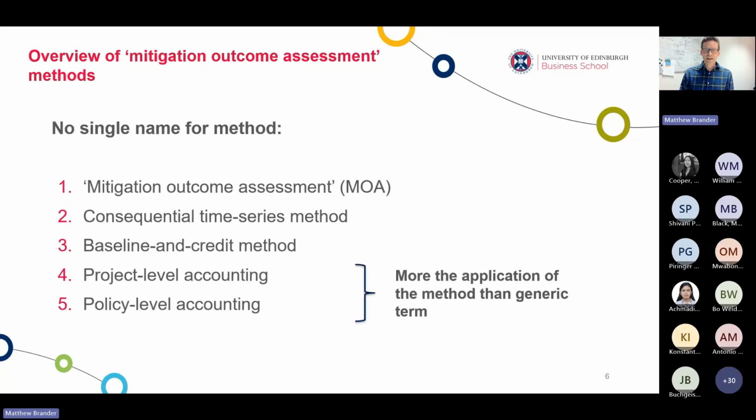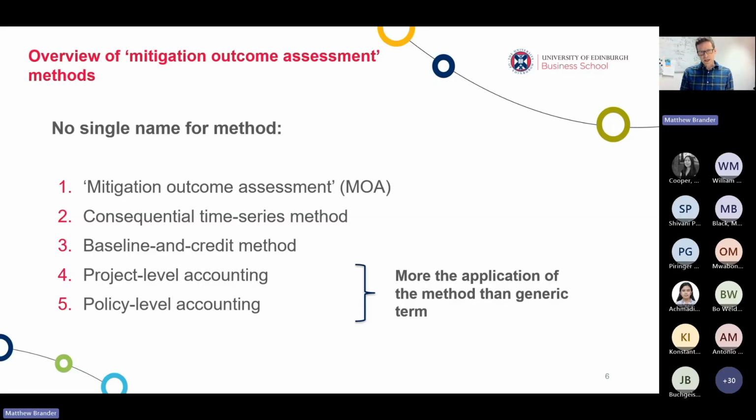And then something else just to mention by way of background is that there isn't really a well-established universal name for this method. So I'm calling it Mitigation Outcome Assessment, or MOA for short.